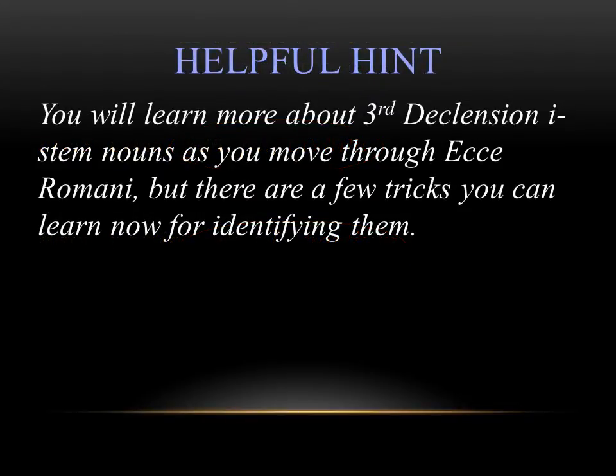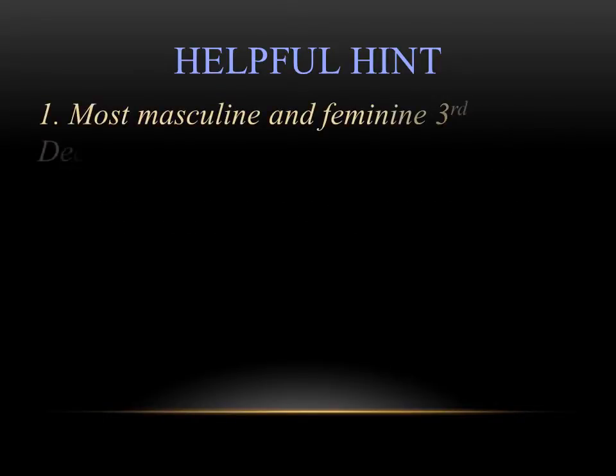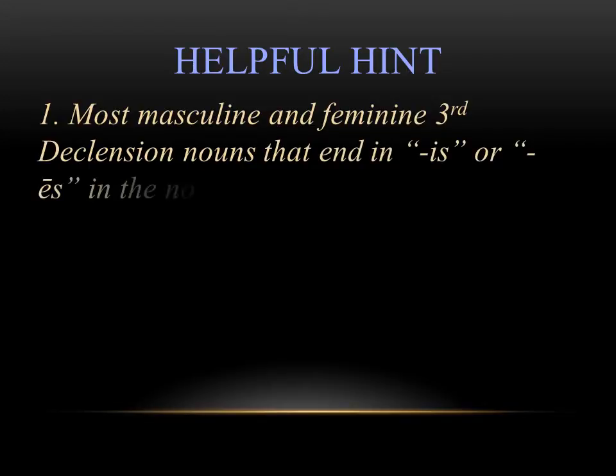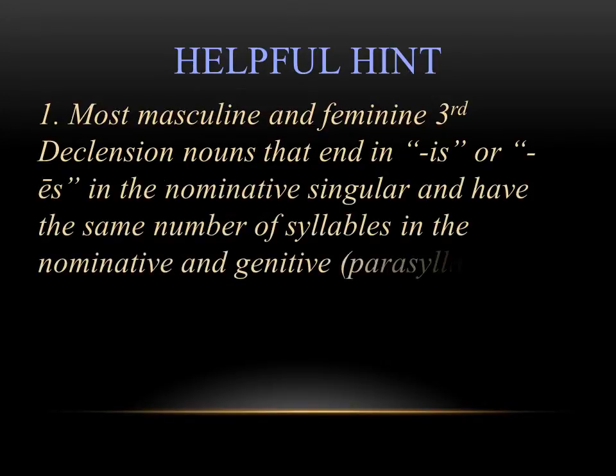So just a quick hint that I think will help you out. You're going to learn more about third declension I stems as you move through Ecce Romani, but there's a couple tricks you can learn now that will help you identify them. So the first trick is that most masculine and feminine third declension nouns that end in either is or a long es are going to be I stem, but they're only I stem if their nominative singular has the same number of syllables as the genitive singular.